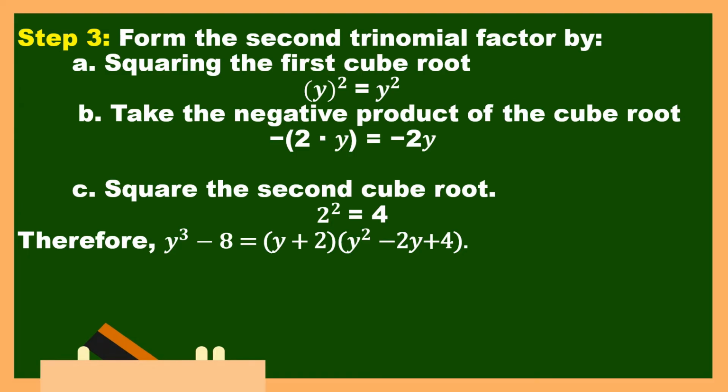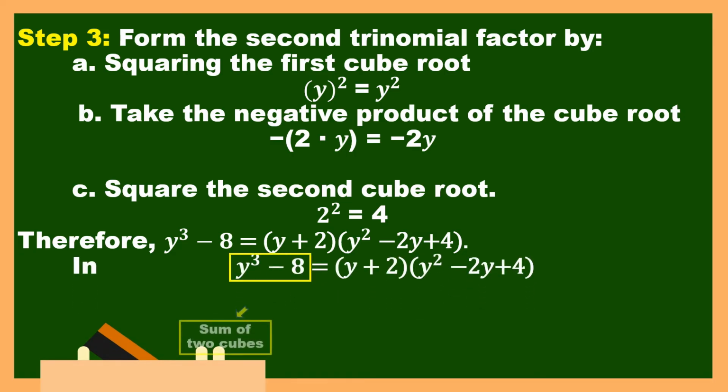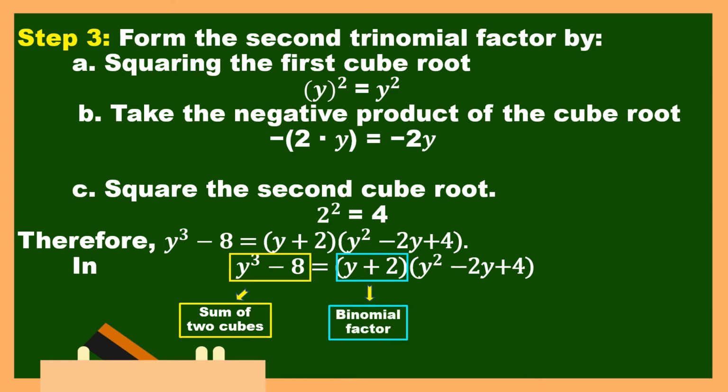Kung saan, ang y raised to 3 minus 8 is the sum of 2 cubes. And the quantity of y plus 2 is the binomial factor. And the quantity of y squared minus 2y plus 4 is the trinomial factor.